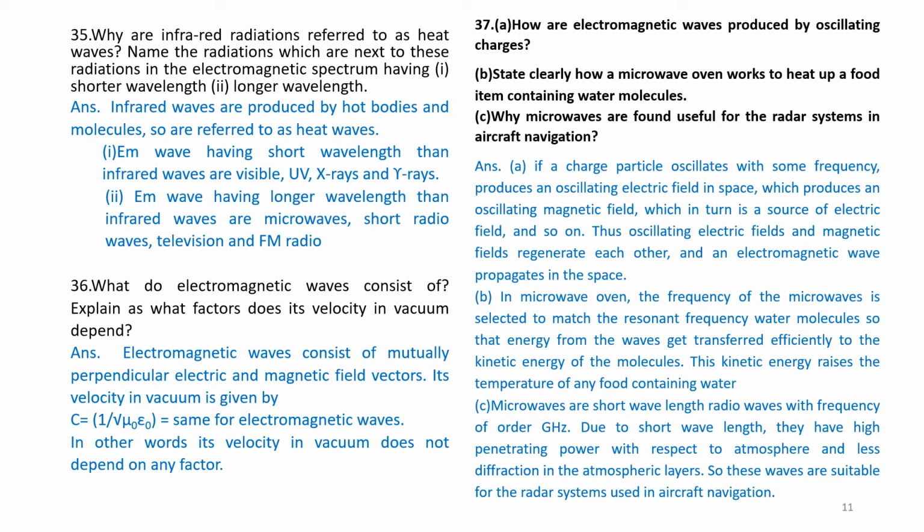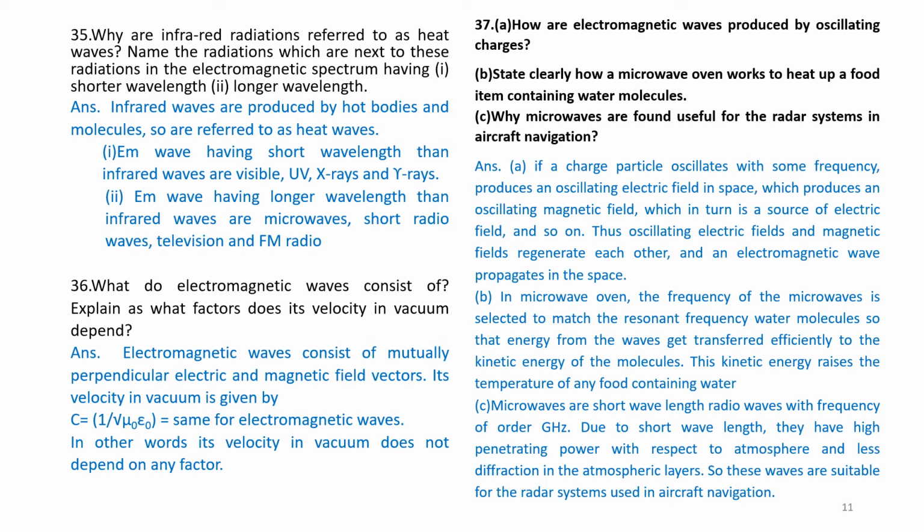Question number 37. How are electromagnetic waves produced by oscillating charges? State clearly how a microwave oven works to heat up a food item containing water molecules. Part C. Why are microwaves found useful for radar systems in aircraft navigation? So we will answer all three parts of this question.